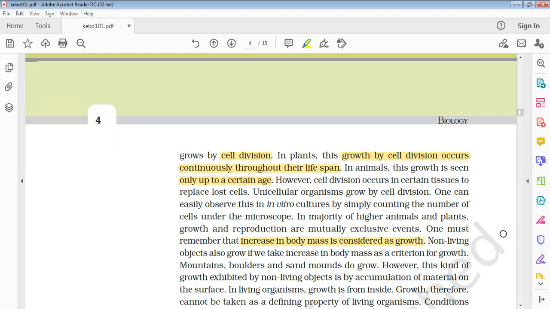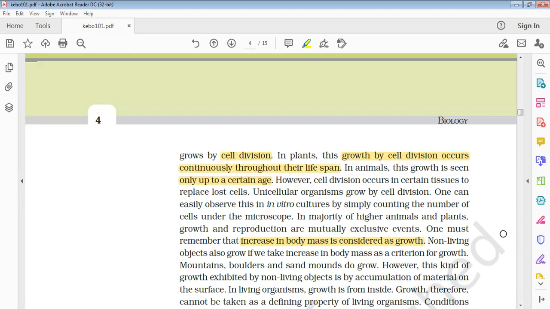So what about non-living objects? We know that non-living objects also grow. We have seen mountains, boulders, sand mounds, and even clouds. They used to increase in their size. So can we consider it as growth? No, it is not growth, but it is an accumulation of material on the surface. So if we consider it as growth, then we can call it by another term, that is extrinsic growth.